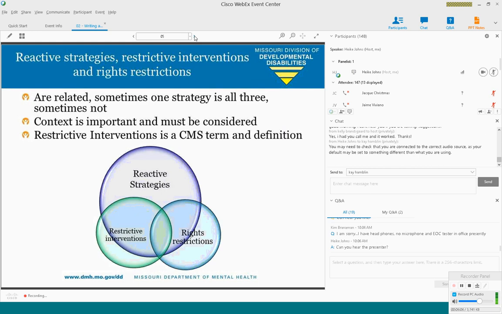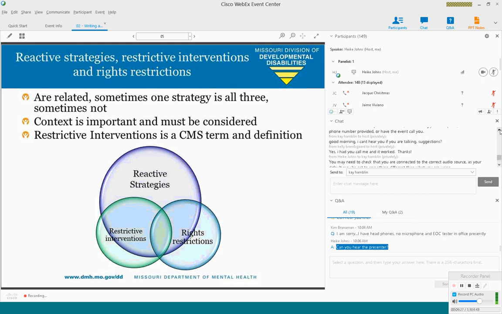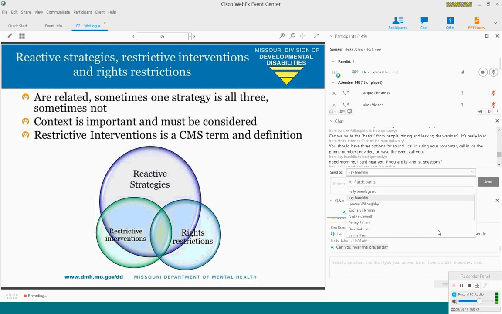So let's talk a little bit about reactive strategies, restrictive interventions, and rights restrictions. So these are all kind of related. This is a nice little graphic that Dr. Rogers came up with, and it's a Venn diagram kind of showing you how everything overlaps a little bit. It's really important to recognize that sometimes you have strategies that fall in one but not the other, and sometimes you have strategies that fall into all three. So it's really important to recognize what the context is. It's also important to recognize that restrictive intervention is a CMS term and definition. So that's not something that we created. This is something that the federal government has defined for us. So we're complying with what it says.